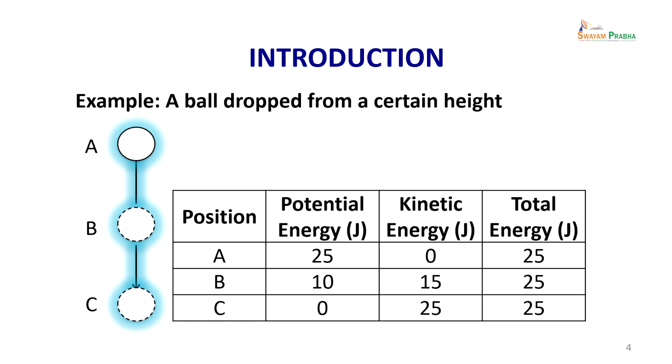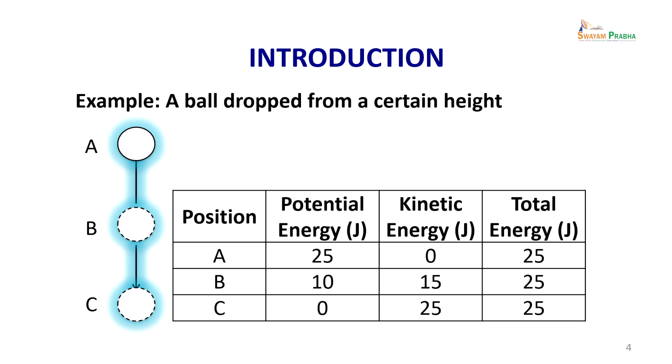At position C, as the ball touches the ground, the height is 0, h equal to 0. The potential energy is mgh, that is m into g into h, which is equal to 0. So the entire potential energy has been converted into kinetic energy, which is 25 joules of kinetic energy, and the potential energy is 0. So the total energy remains 25.